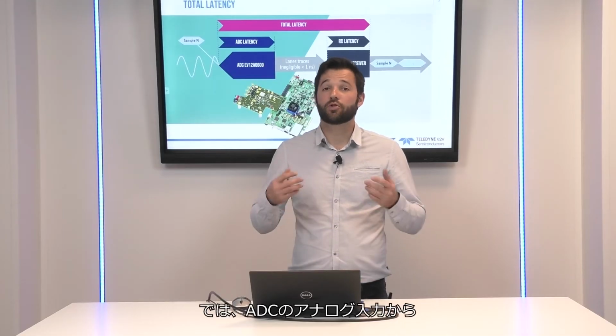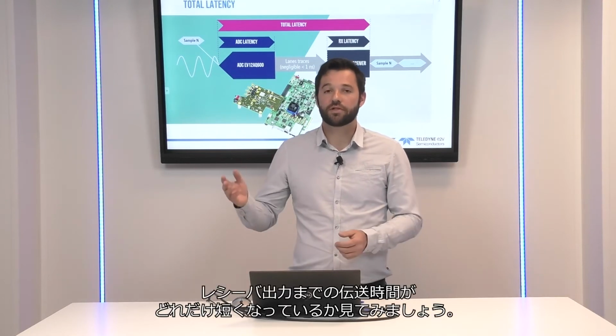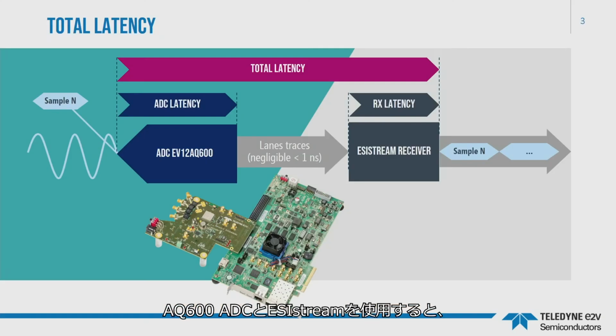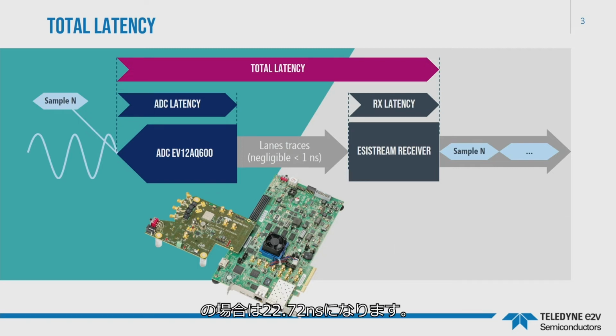Now, let's see how short the time is to transmit samples from the ADC analog input to the ESIstream receiver output in the FPGA. With the AQ600 ADC and ESIstream, you can get a typical total link latency lower than 70 nanoseconds. The maximum total latency of the ADC, including the serial interface, is given in the datasheet and is 142 ADC external clock cycles, so 22.72 nanoseconds with a lane rate of 12.5 gigabit per second.